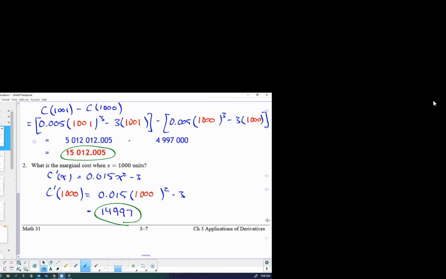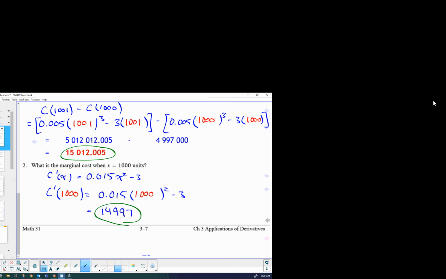The derivative? You're saying what? There's another 9 in there, so this is 15,000 and this is 150,000? I don't think so. Double check that number. Yes?